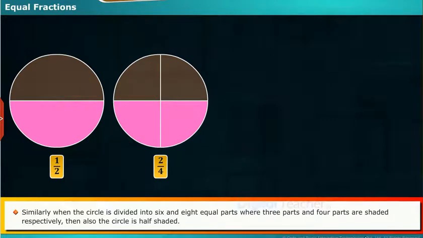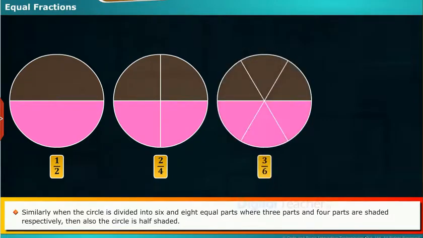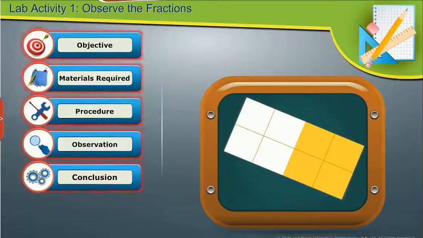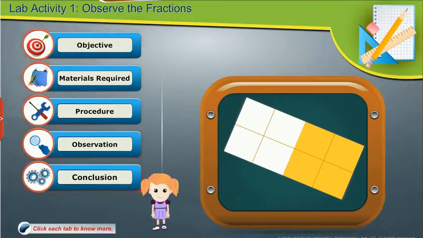Similarly, when the circle is divided into 6 and 8 equal parts, where 3 parts and 4 parts are shaded respectively, then also the circle is half shaded. Let us have a look at a lab activity to observe the fraction. Click each tab to know more.